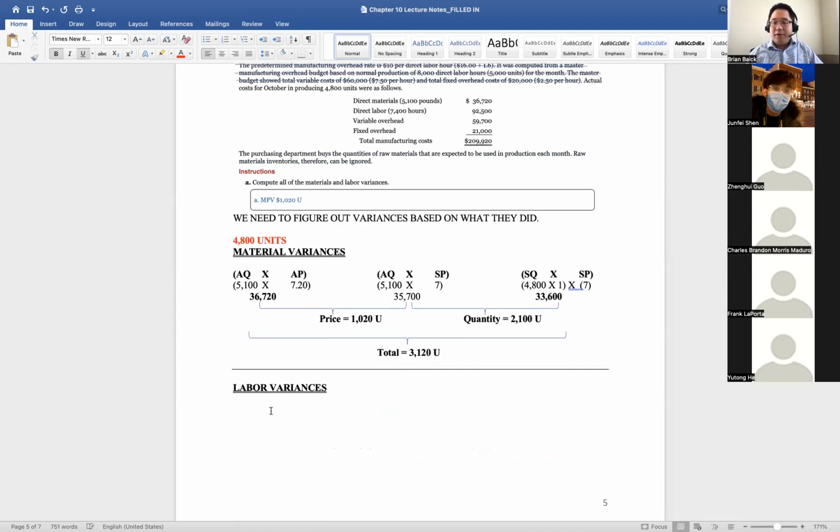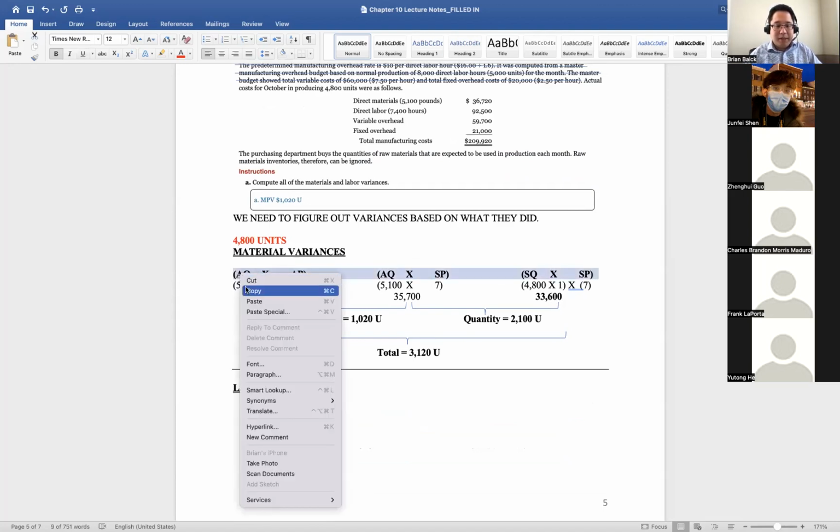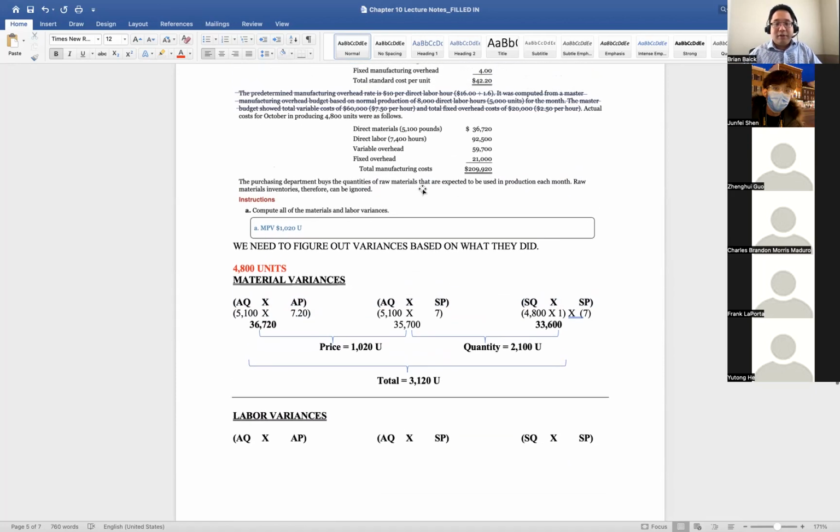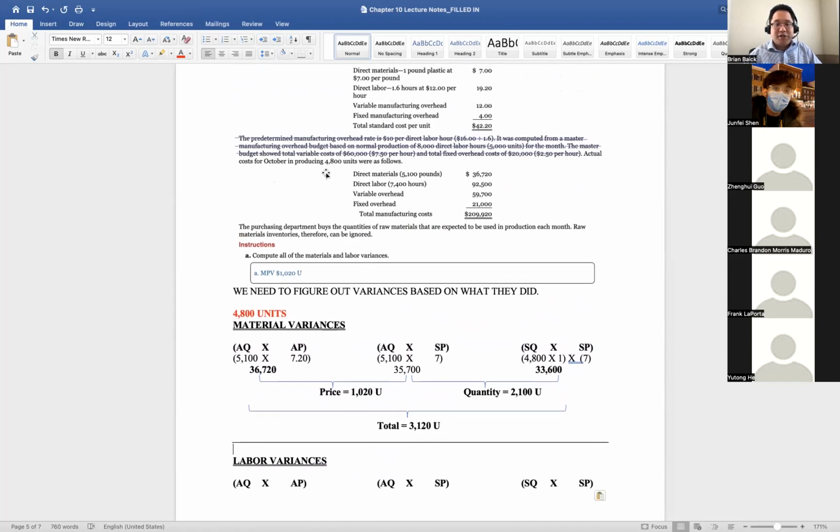Okay. Now, when you do any variance, always remember the setup, right? AQ, AP, AQ, SP, SQ, SP, right? What are they actually trying to figure out here? They're trying to figure out how much labor it costs to make 4,800 units and how much it's supposed to cost to make 4,800 units, right? So 4,800, that's what we're trying to figure out the variances for, 4,800 units.